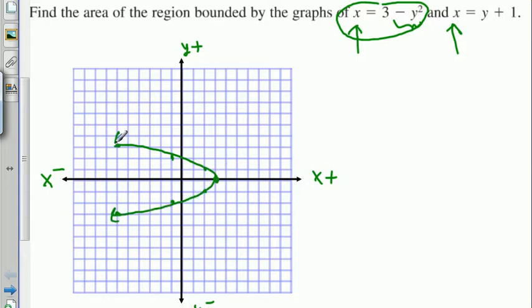Okay. Now we got to look at the next one. So we'll do that one in blue. And that's just, let's see, it's plus 1. So we need to go up 1, which is actually to the right 1 at this point. And then it's a positive slope.